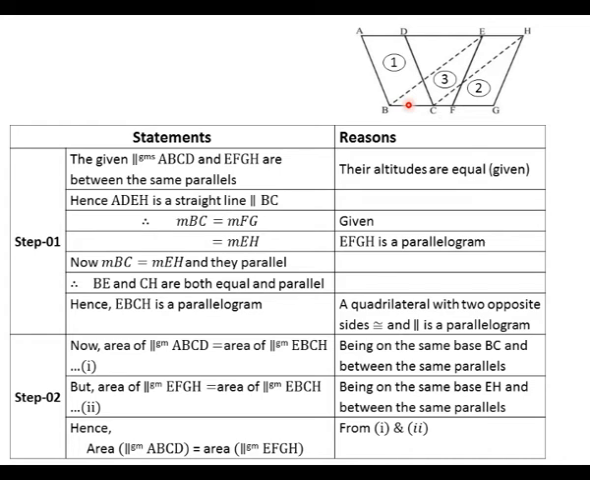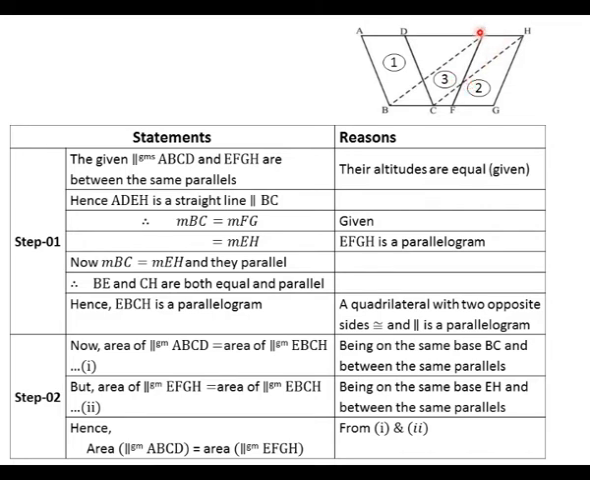And according to theorem 16.1.1, the first theorem of chapter 16, two parallelograms with the same base and between the same altitudes are equal in area. So we can write area of parallelogram ABCD is equal to area of parallelogram EBCH. The reason is being on the same base BC and between the same parallels.